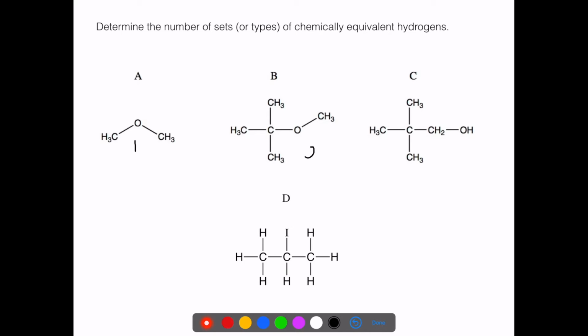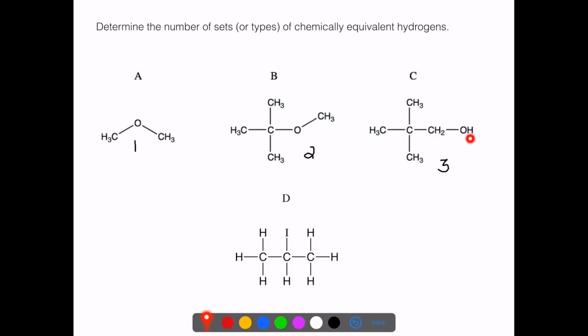B, we get 2 types. All 9 of these are chemically equivalent, but they are different than this CH3, which is here. So this is 1 type. This is a second. Over here, somewhat similar, except we get 3. So again, how are those 3 different types? All 9 of these are the same. They're chemically equivalent, so that's 1 type. This is a second type. The 2 hydrogens here would be a third one.